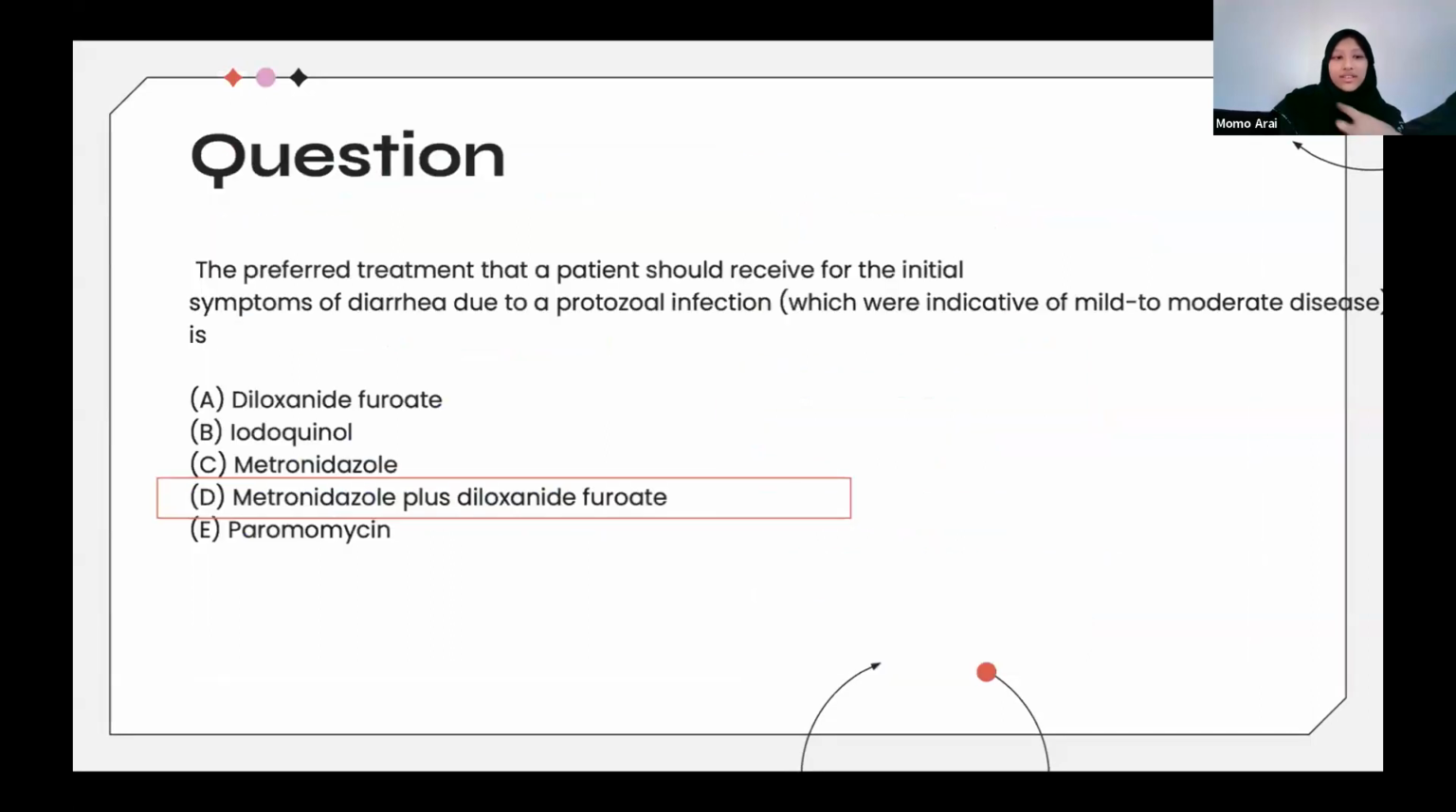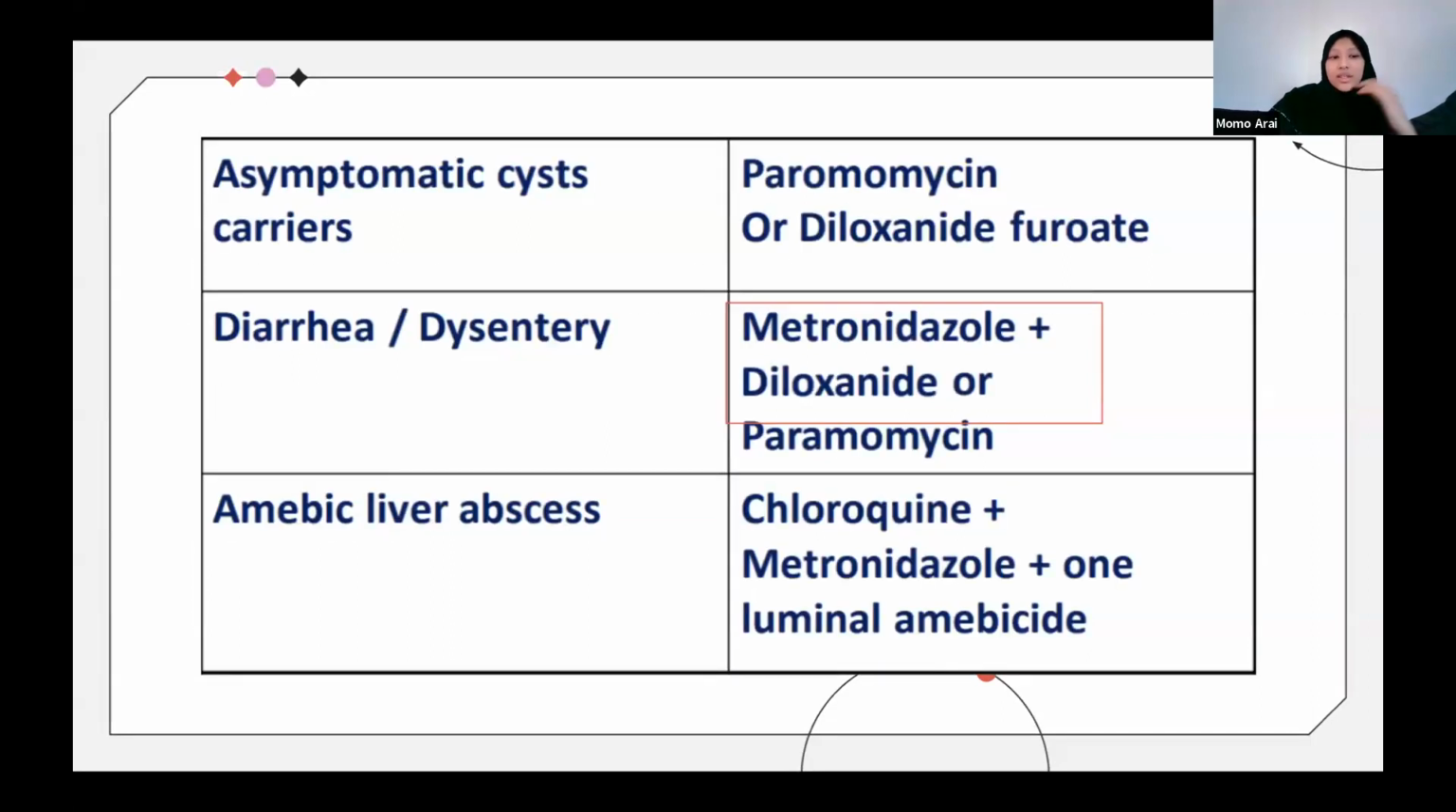Amoebic liver, yeah, here you go. So that's why. For amoebic liver abscess, which this patient did not show, you have to use the other one, which is chloroquine plus metronidazole. So if you want to think about it, the worse the symptoms are, the more drugs you have to add, right? Does this make sense? Does it make sense why it's not A alone? Okay, good.